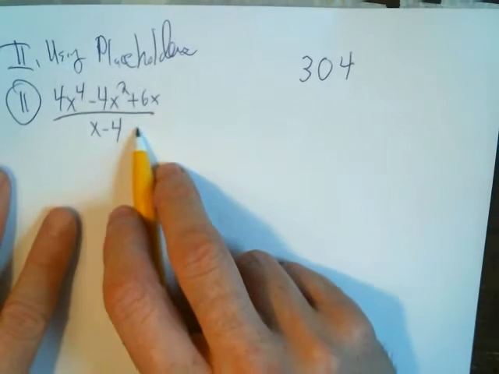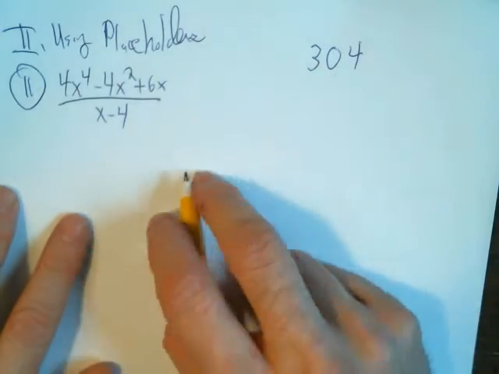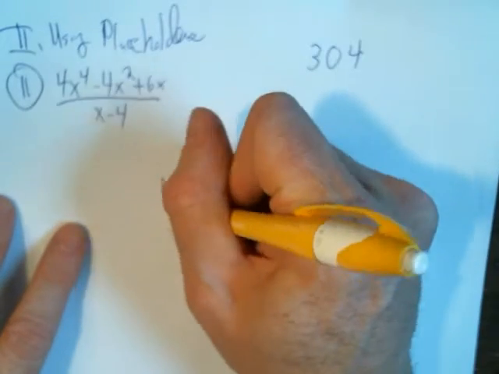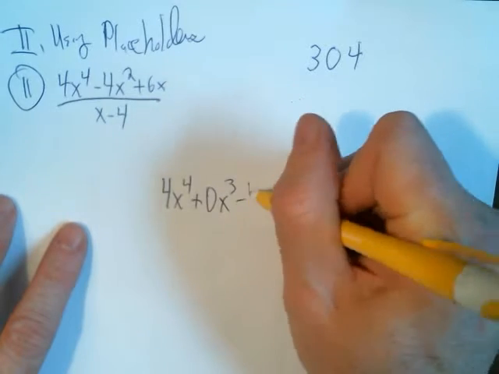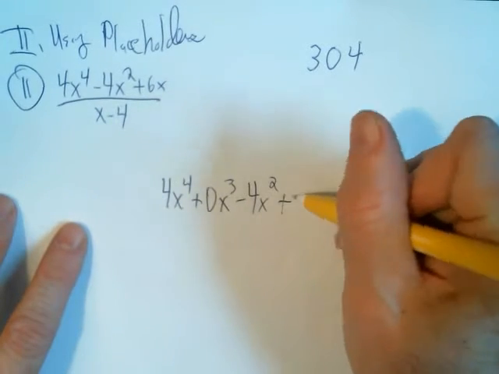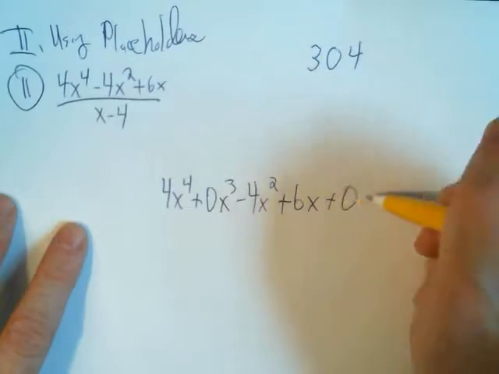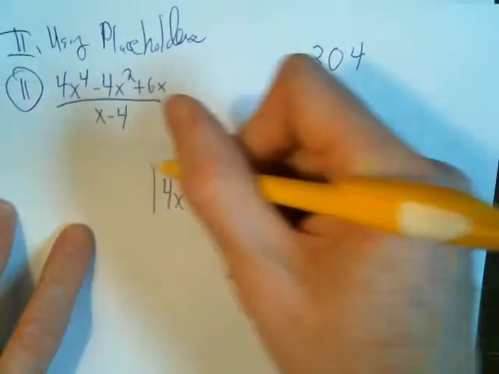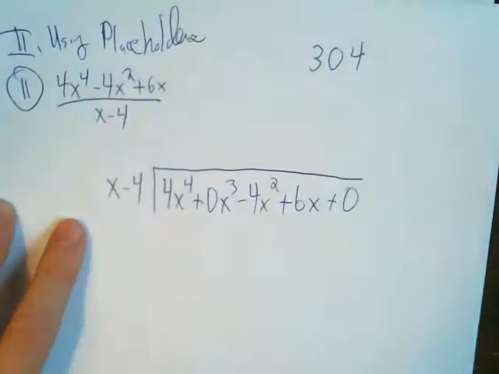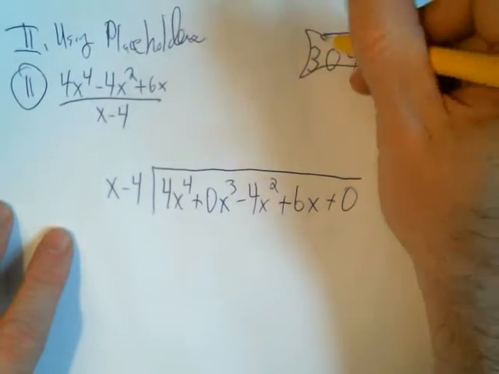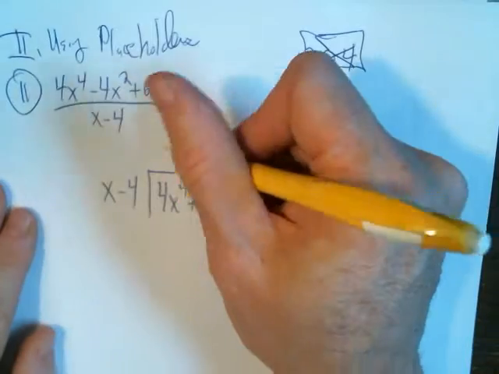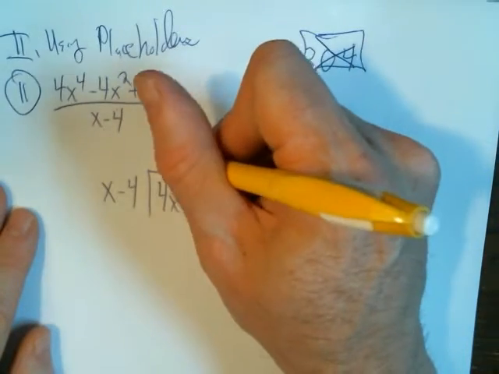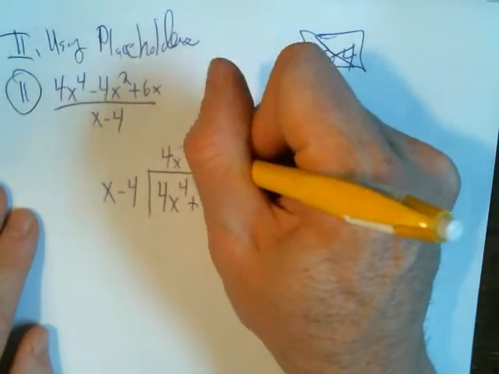You know, you don't do the same thing. But when you're doing division, it helps. It helps so you can line things up. So that's what we do. So you go 4x to the 4th plus 0x cubed minus 4x squared plus 6x. And if you wish, you could go plus 0 right there. And it's all set up for you. Okay. Right, so again, you go back to the idea, what times x is 4x to the 4th? So you get 4x cubed.